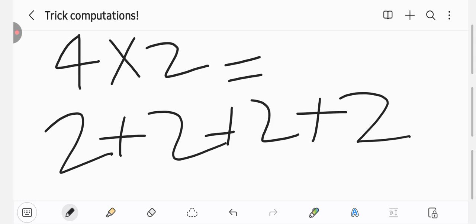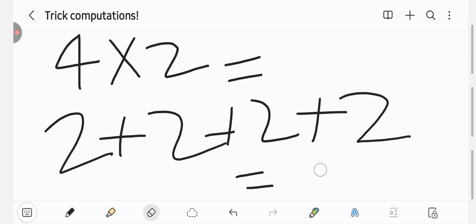Now this complicated problem, the FOIL method that I explained, would only work for whole numbers. But wait, let me show you. Now like this, right, which equals 16.